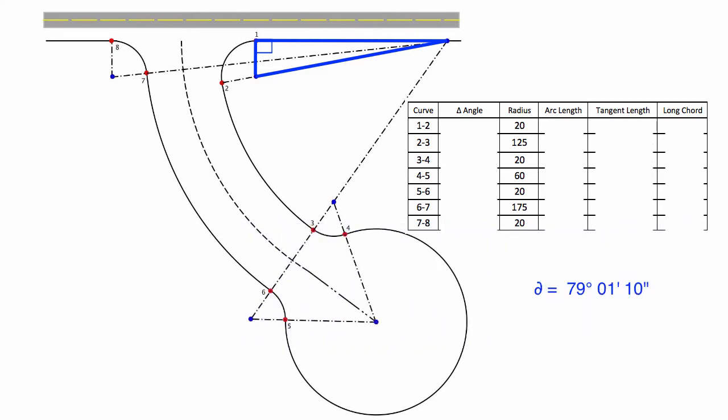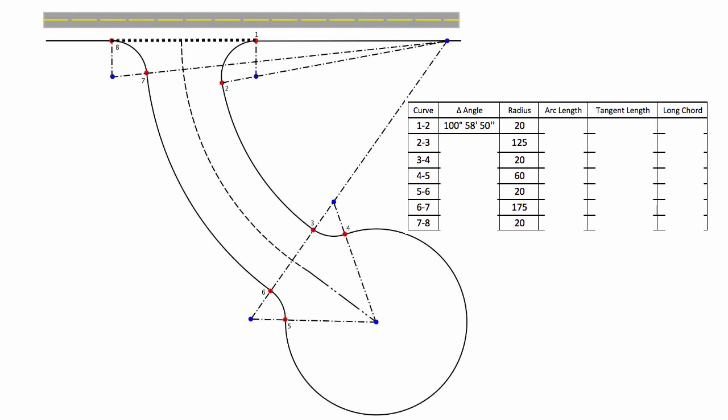The delta angle for curve 1 to 2 is not the interior angle to the right triangle. Rather, it is the exterior angle. Therefore, the delta angle for curve 1 to 2 is found by subtracting the interior angle from 180 degrees. The delta angle for 1 to 2 is added to the table.